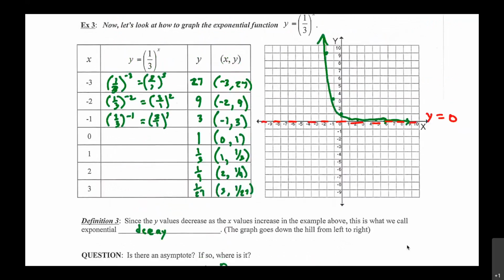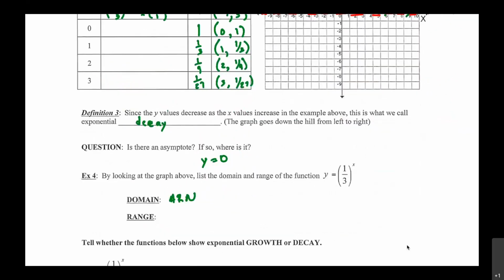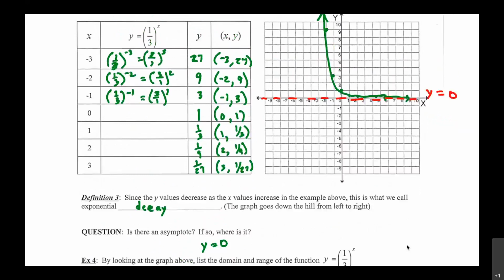What's the range? Well, it has to be greater than 0 again. That's where that asymptote comes into play. So the range is y is greater than 0. What if y is greater or equal to 0? No, because as this graph approaches 0, it doesn't actually get there.